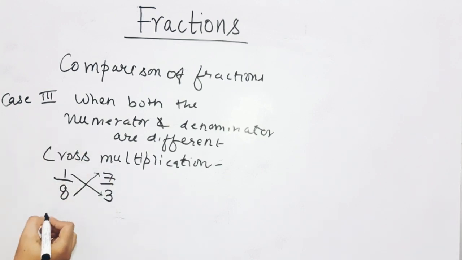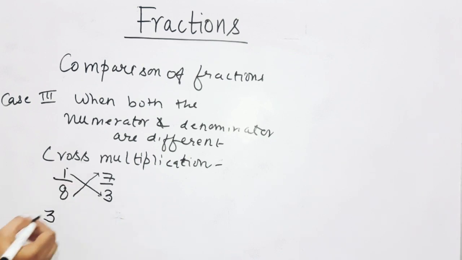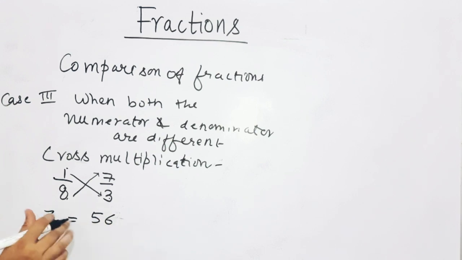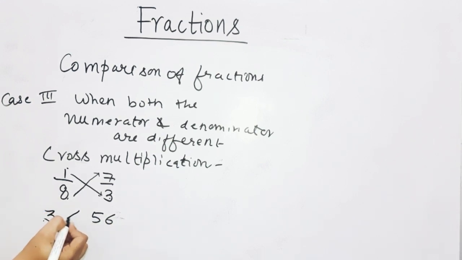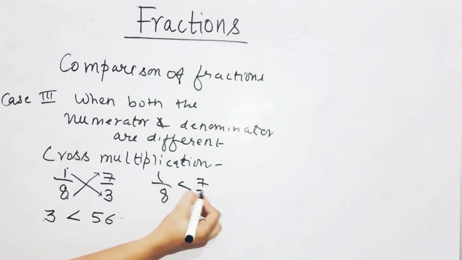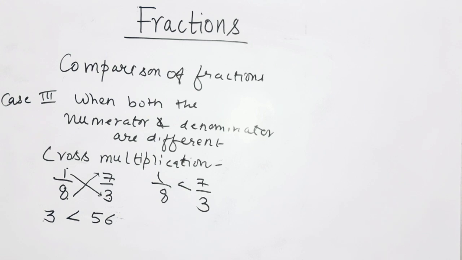So once I am doing the cross multiplication, 1 3s are 3 and 8 7s are 56. Now which one is greater, 56 or 3? Obviously 56 is greater. That means 1 upon 8 is less than 7 upon 3. So which one is greater? 7 upon 3 is greater.